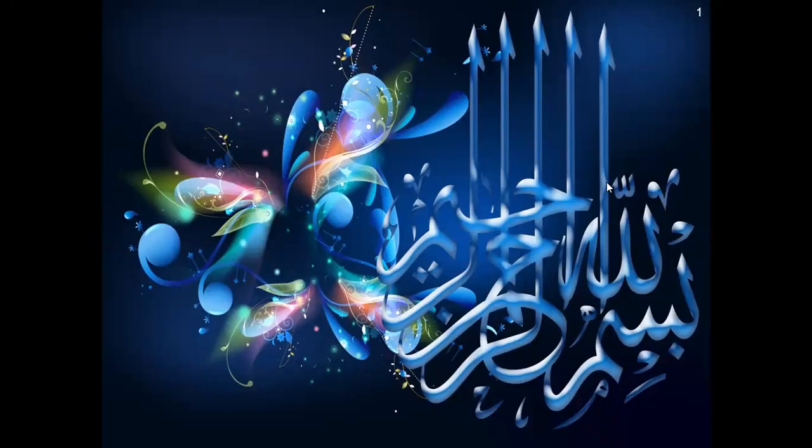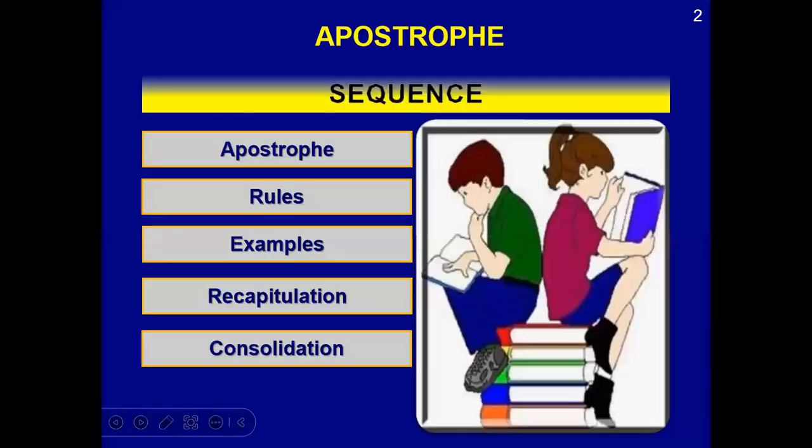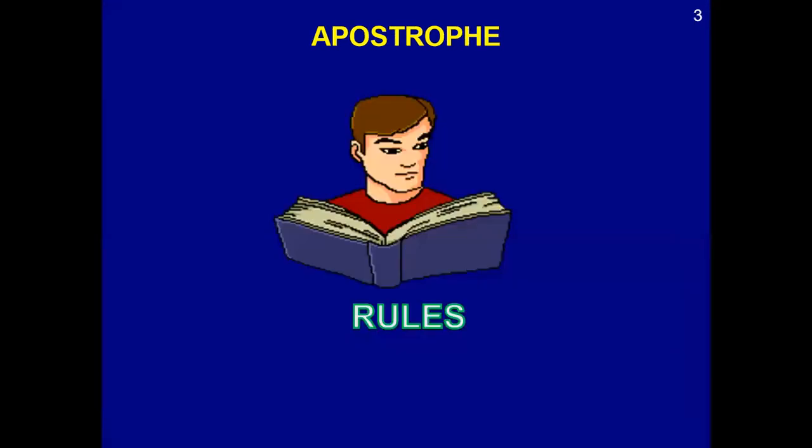All right, let's see what we have today for our discussion. Apostrophe: its rules, examples, recapitulate, and then consolidate.